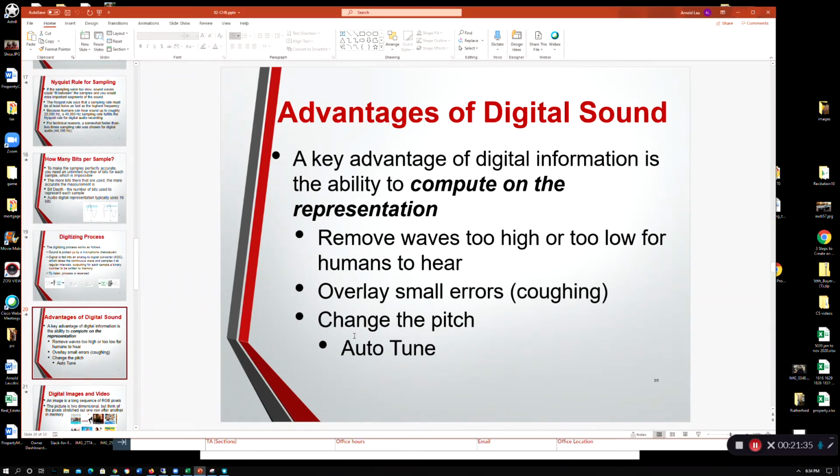This is very common from a music standpoint, like auto tune, right? And something like removing the waves that are too high or too low for humans to hear. Again, that's just saving on space. There's no point in storing some of that information if it's not really going to be heard anyway, right? So you have that.